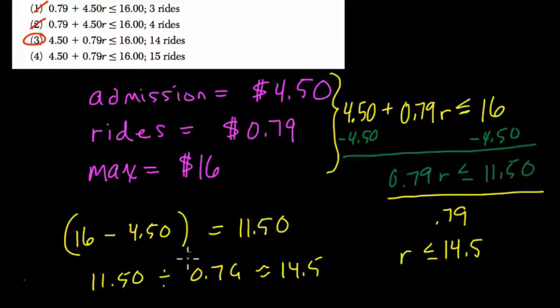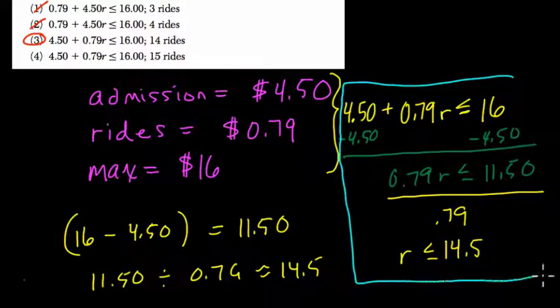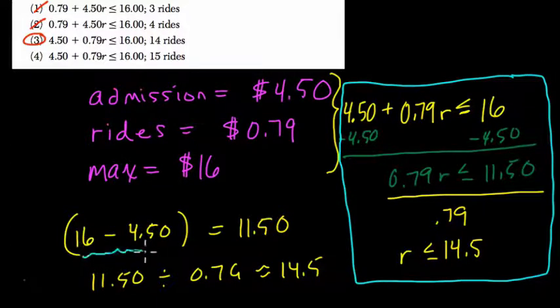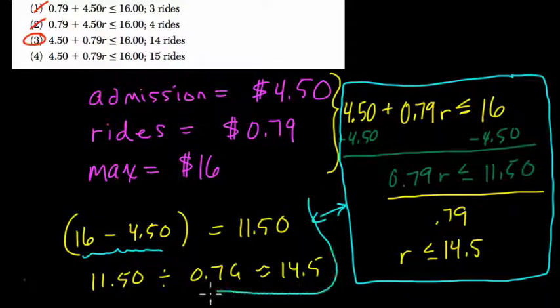And if you look at this, this is saying, okay, I can go on 14 and a half rides or 14 rides. This logical way of stating it, probably the more common way of solving it, is mirrored exactly in the equations here. If you look at these equations, follow the steps. Took 16 and subtracted 4.50. That's exactly what we did right here. Then that was 11.50. We divided by 0.79. That's what we did right here. These two ways of setting the problem up are identical.